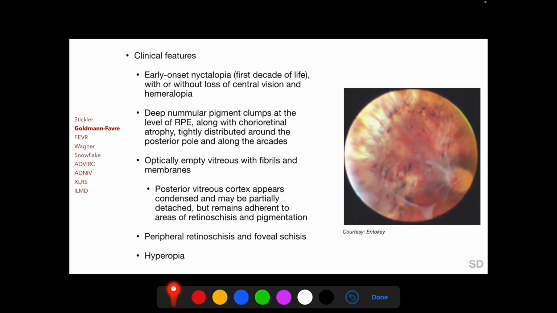Other fundus findings in patients with ESCS include an optically empty vitreous with fibrils and membranes as seen here in this clinical photograph, and peripheral retinoschisis and foveal schisis, which are also found in patients with juvenile X-linked retinoschisis. Patients with ESCS typically have a hyperopic refractive error.